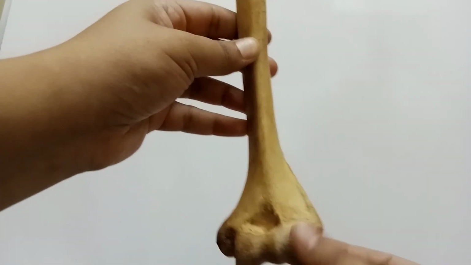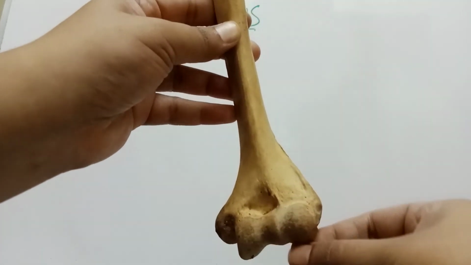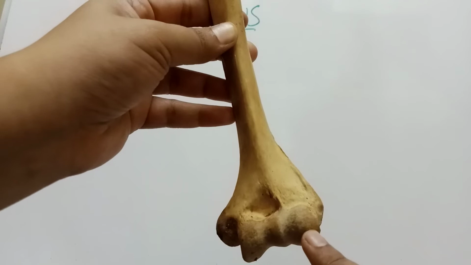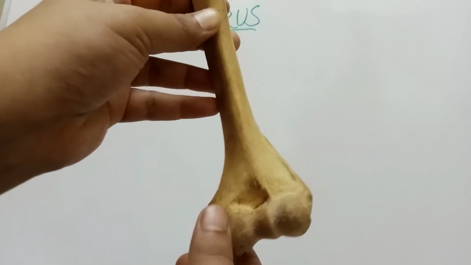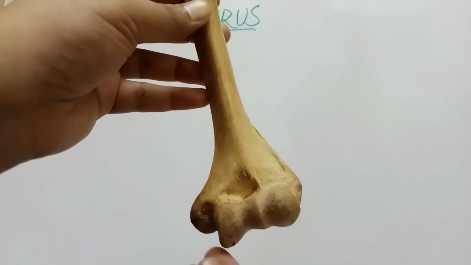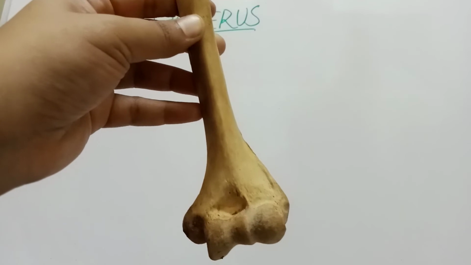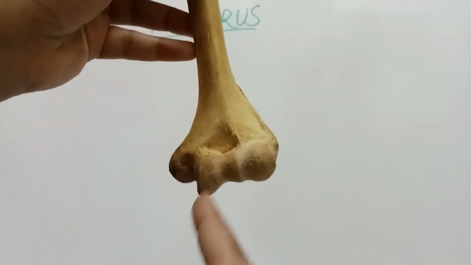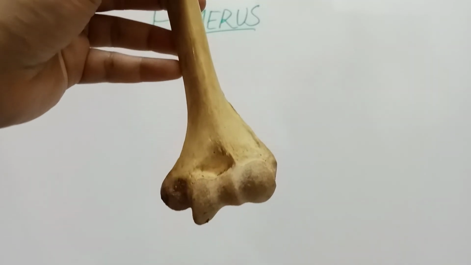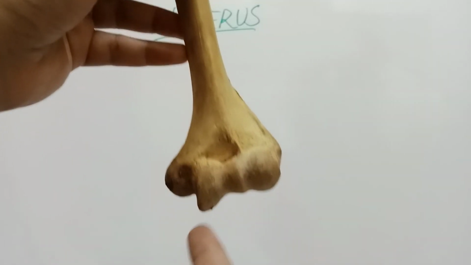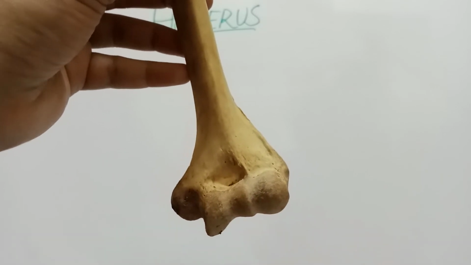The capitulum. The capitulum is a rounded projection. It articulates with the head of the radius. The second articular surface is the trochlea. It is a pulley-shaped surface. It articulates with the trochlear notch of the ulna. Now the medial edge of the trochlea projects downward 6 mm more than the lateral edge, and this forms the carrying angle.